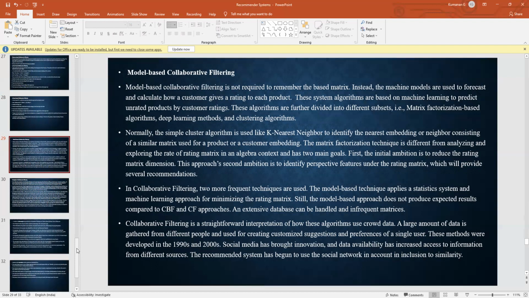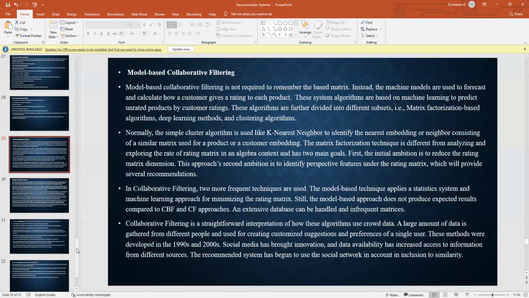In collaborative filtering, two or more frequent techniques are used. The model-based technique applies a statistics system and a machine learning approach for minimizing the rating matrix. Still, the model-based approach does not produce expected results compared to CBF and CF approaches. CBF means content-based, CF means collaborative filtering. An extensive database is handled under infrequent matrices.